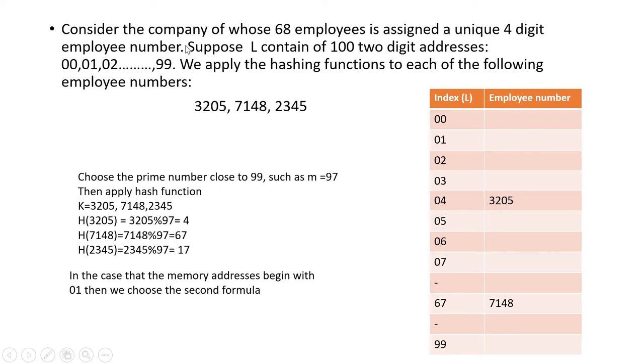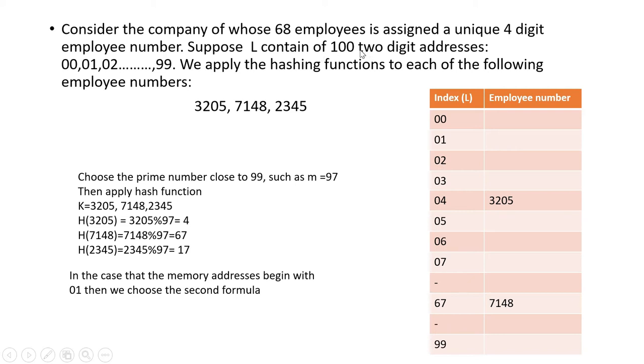Now consider a company with 68 employees, and each employee has a 4-digit employee number, like a student ID. Suppose L contains 100. L is the number of locations in the table. The number of locations inside the table is 100, which are 2-digit addresses. So it starts from 00 and you have 100 locations, so it goes from 00 to 99. So next step is what is N? That is what this table will look like. The index starts from 00 to 99, which has 100 locations.